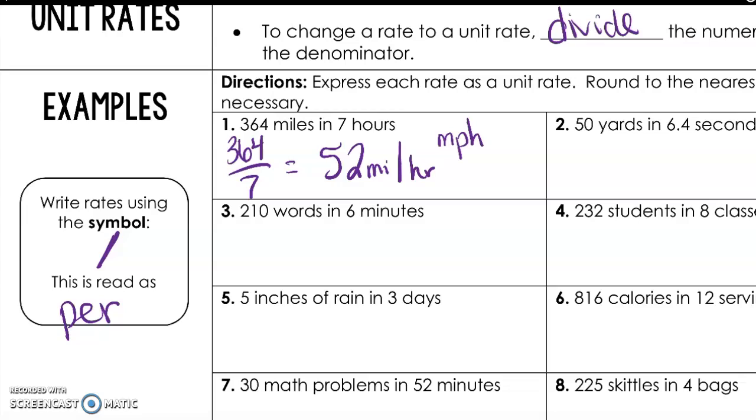All right, number 3 is probably talking about typing. You typed 210 words in 6 minutes. So you're going to take 210, divide it by 6, and we end up with 35. So 35 words per minute. And you do have to make sure you write the label on every single one of them.